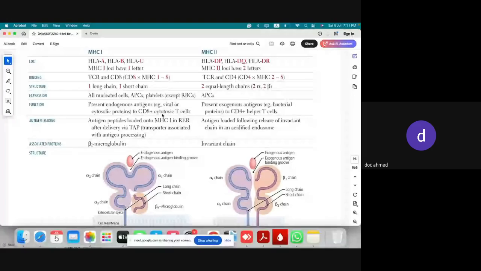They are going to take the antigen and present it on MHC2. 2 into 2 is 4. They're going to present all of these antigen complexes to your CD4 helper T cells. Is that clear? So CD4 for MHC2, 2 into 2 is 4, right? Is that clear?